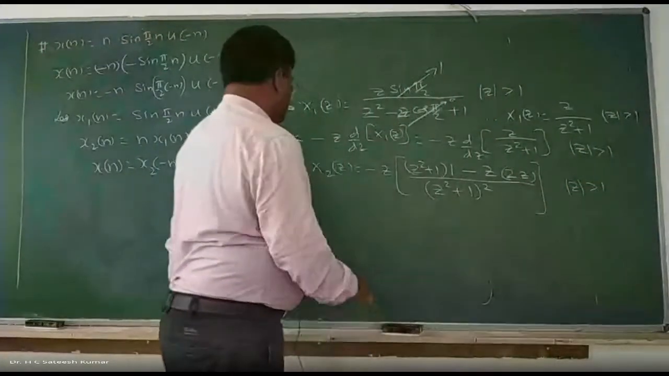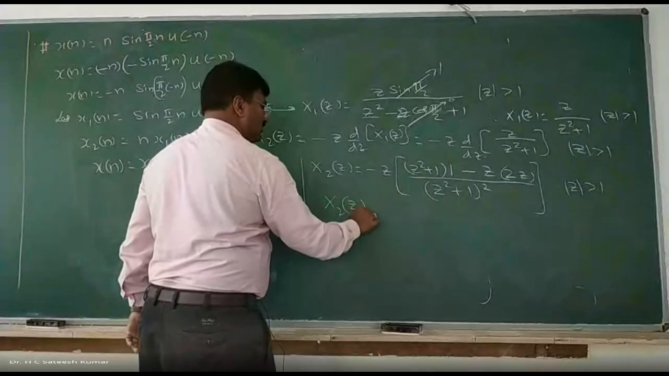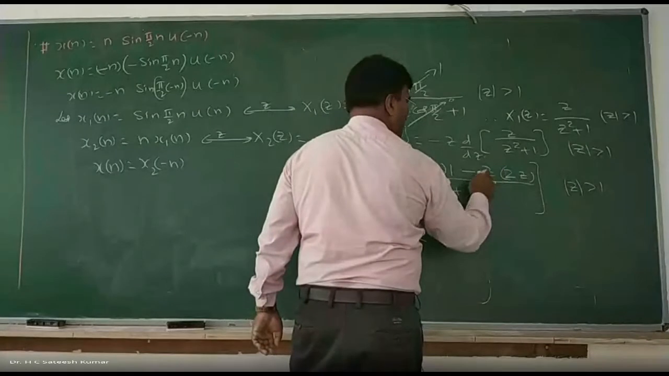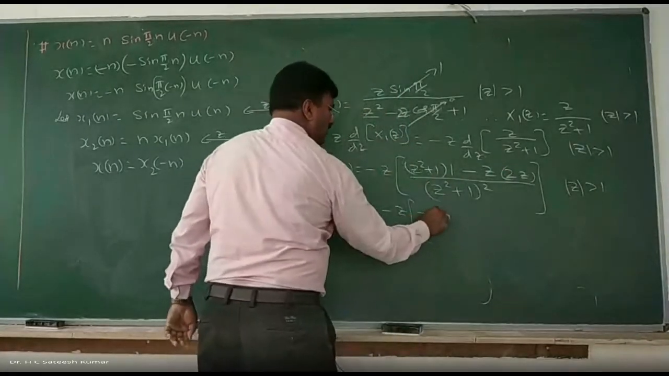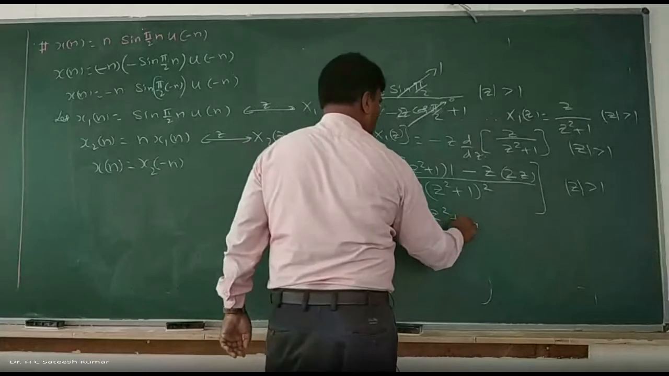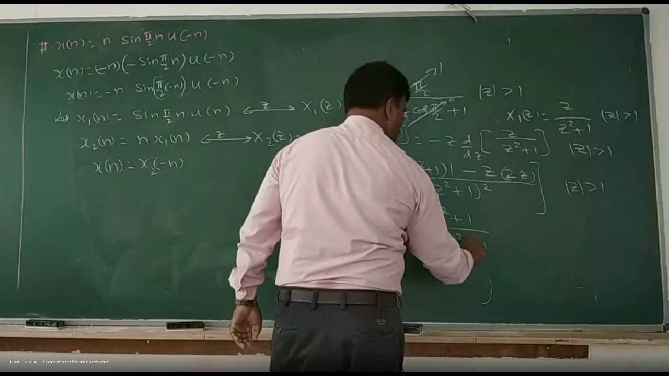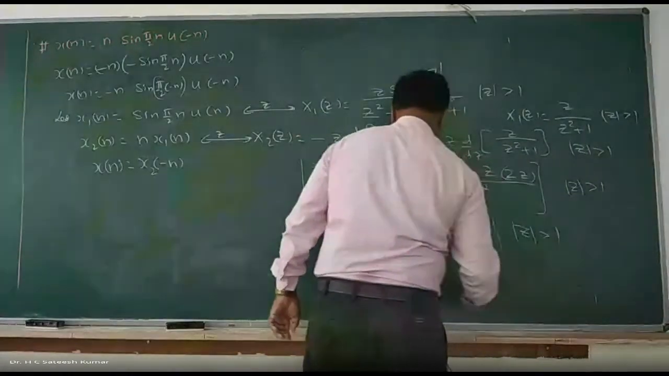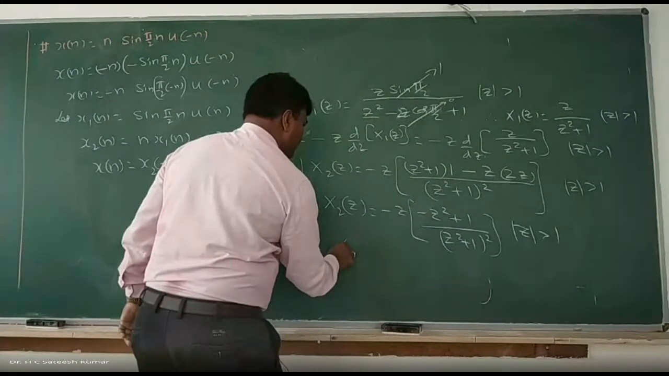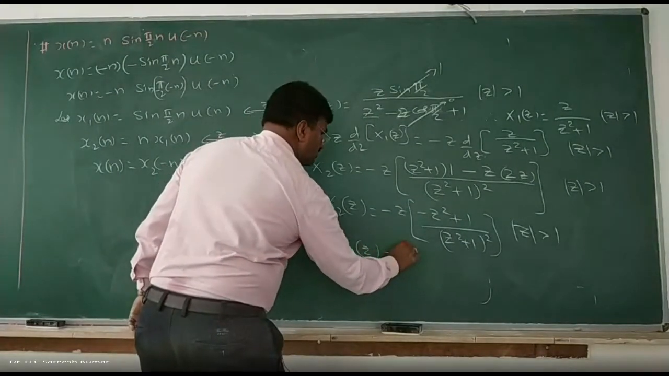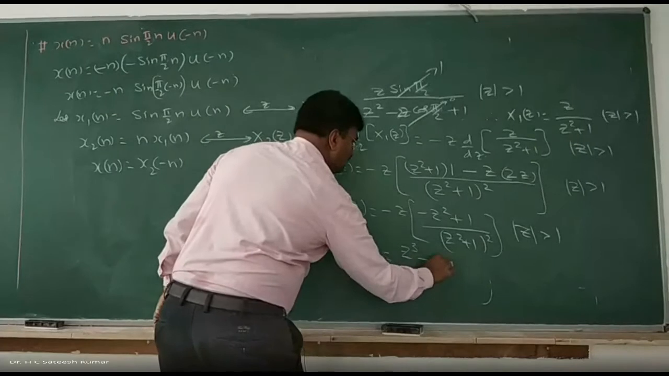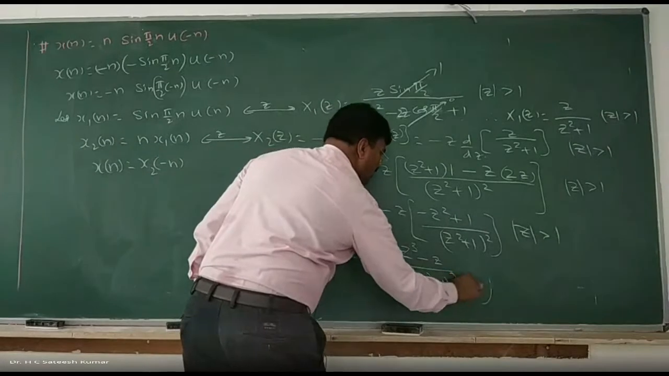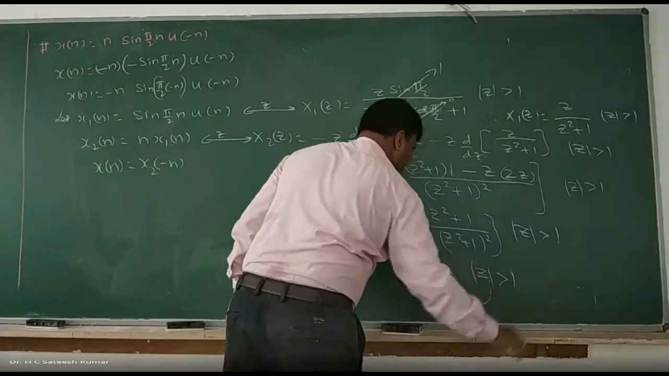So what will I get? x2 of z is equal to minus z, you retain as it is. What will you get? Minus 2z square plus z square, which is minus z square plus 1, divided by z square plus 1 whole square with ROC mod z greater than 1. Now you take this minus sign inside. What will you get? x2 of z is equal to z cube minus z divided by z square plus 1 whole square with ROC mod z greater than 1.